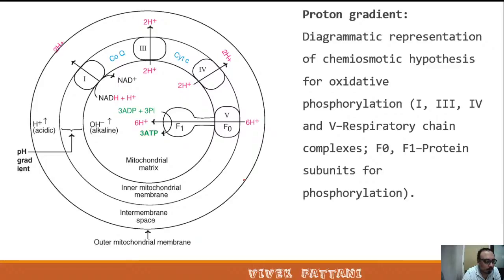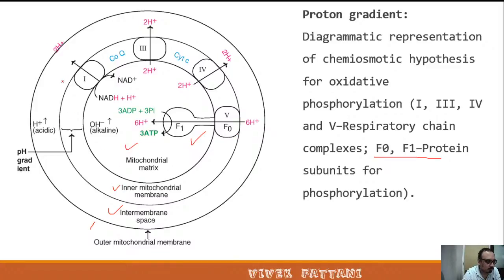Now how the proton gradient works. Diagrammatic presentation here: outer mitochondrial membrane, intermembrane space, inner mitochondrial membrane, and the mitochondrial matrix. It's a sectional view of the mitochondria. Given here are the respiratory chain complexes, and the F0 and F1 protein subunits for the phosphorylation, which are the subunits of the ATPases.